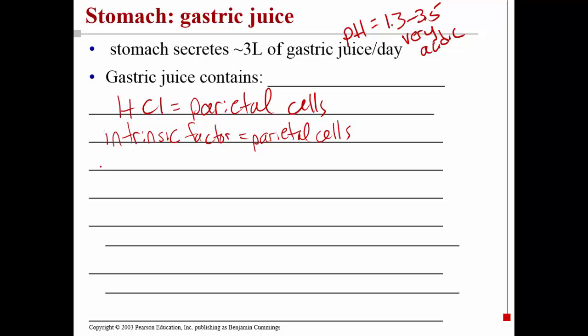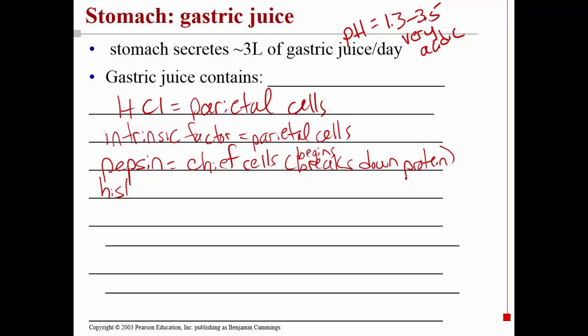Another chemical we mentioned is called pepsin. Pepsin is produced by the chief cells in the stomach. Remember that pepsin is going to begin to break down protein. It begins the process, but doesn't completely break down the protein. Another chemical found in the stomach is histamine, and I'm sure you remember histamine from the immune chapter, which results in inflammation. But in this case, histamine causes the parietal cells to secrete hydrochloric acid.